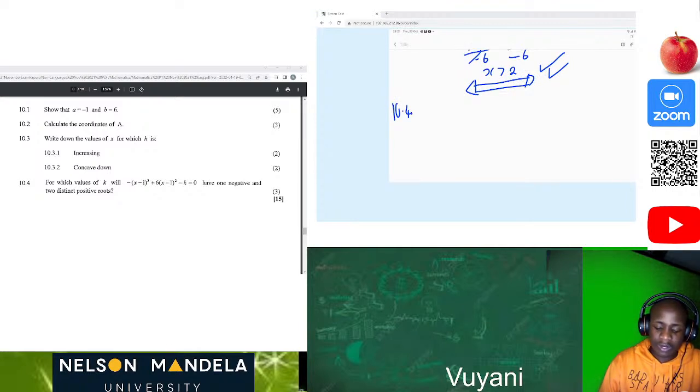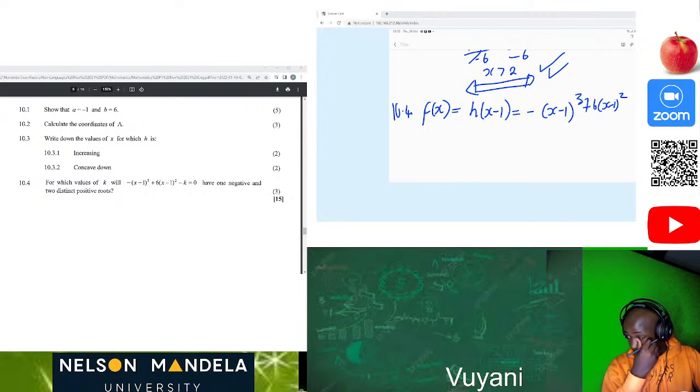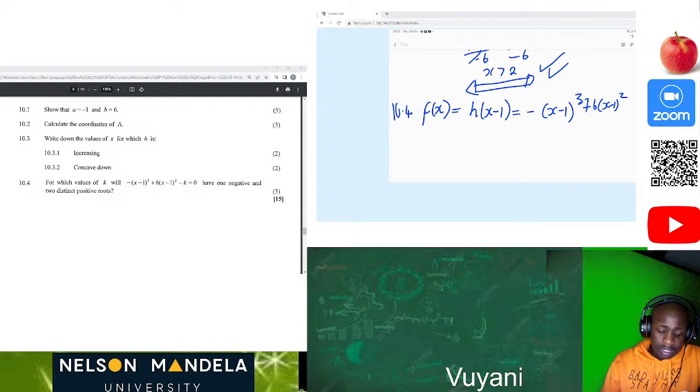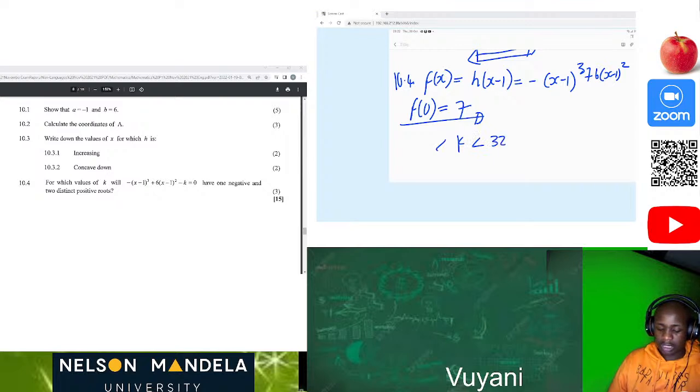Now let's create a new function. For instance, we are creating the new function f of x, which is equal to h of x minus 1, which is equal to negative (x minus 1) cubed plus 6(x minus 1) squared. So we can see that the original function has been shifted 1 unit to the right. All right, great. If we look for f of 0, we can see that it will be 0 minus 1 is 1 cubed, that's negative, plus that, then we get positive 7. Okay, cool. So now we can see that the value of k must be between 32 and 7.